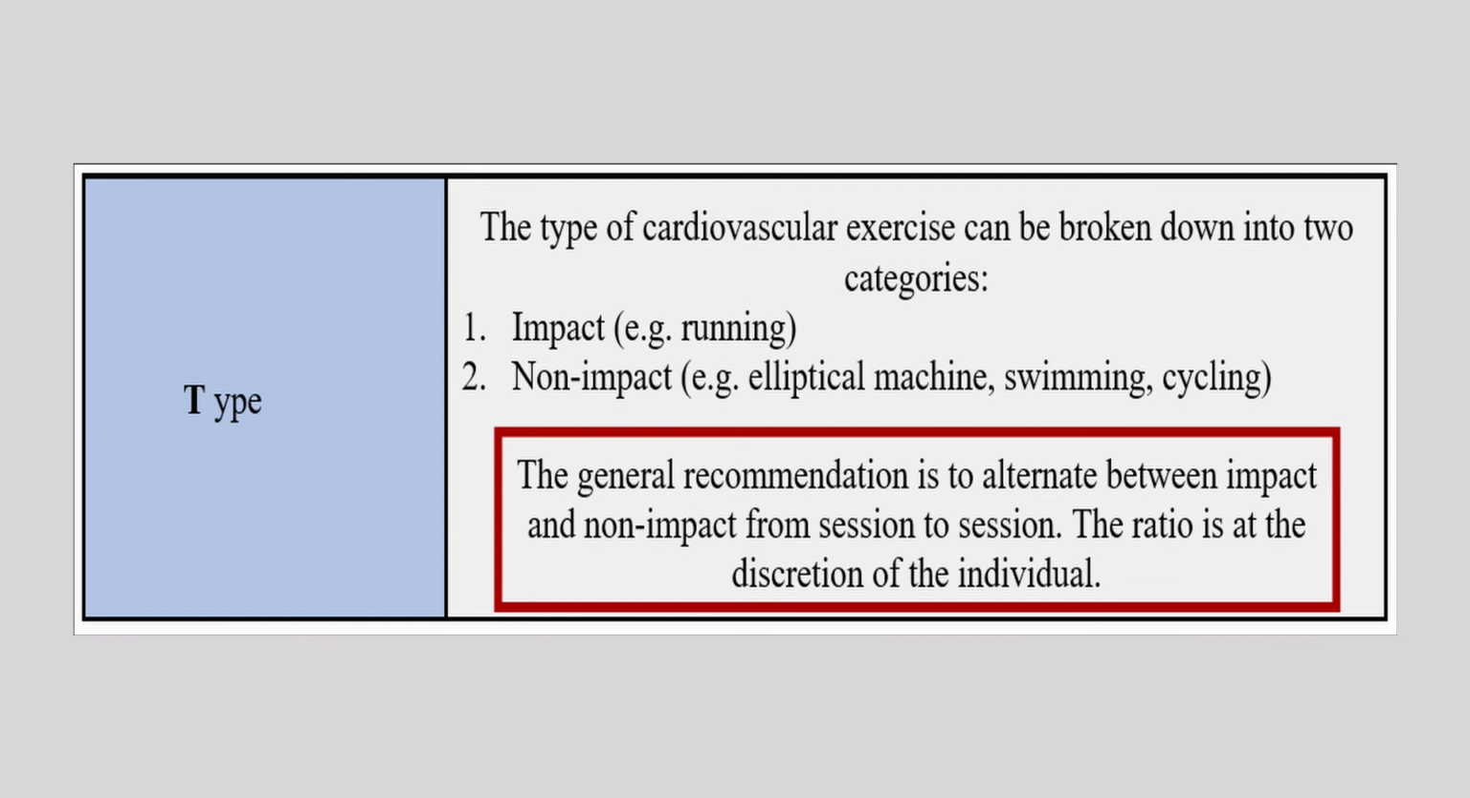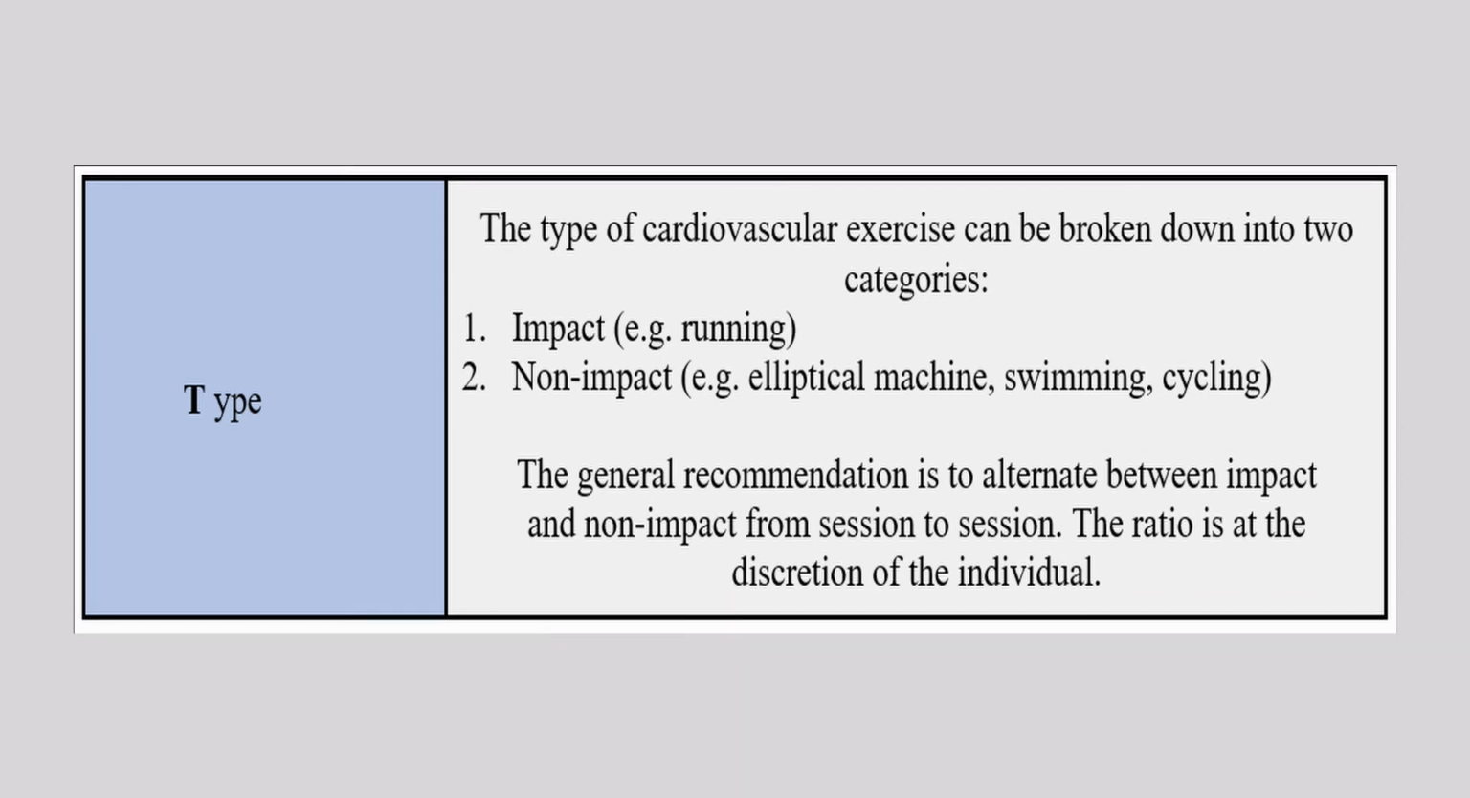And the general recommendation is to alternate between the two because it's good to put stress on your joints to force them to have to adapt to the stress and get stronger. But at the same time, too much of anything is not good. So you want to sometimes give your joints a break by inserting non-impact exercise into your overall program. And it's really up to the individual and or the coach as to what the ratio should be. It doesn't necessarily need to be a 1-to-1 ratio where you just switch back and forth all the time.